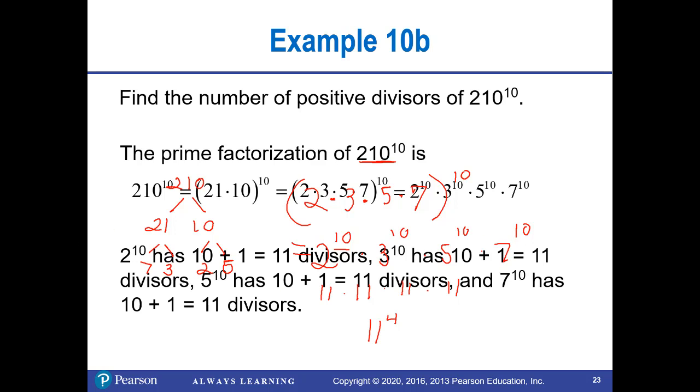And when we find 11 to the 4th power in our calculators, we see that this number, 210 to the 10th power, has 14,641 divisors. Now, this is a good case of why it's important to know math beyond just using a calculator, because 210 to the 10th isn't displayed in your calculator using regular notation anyway. It ends up showing up in scientific notation.